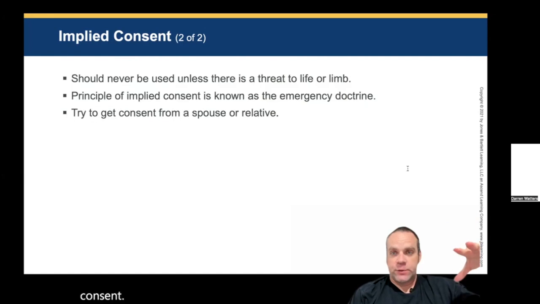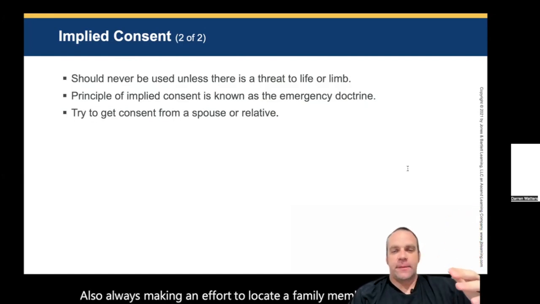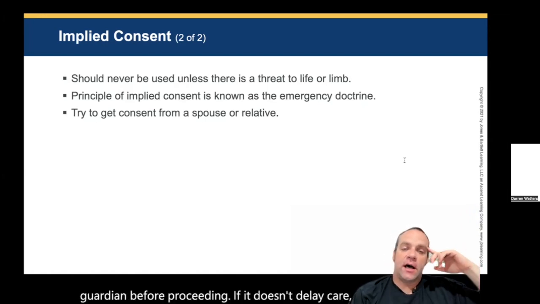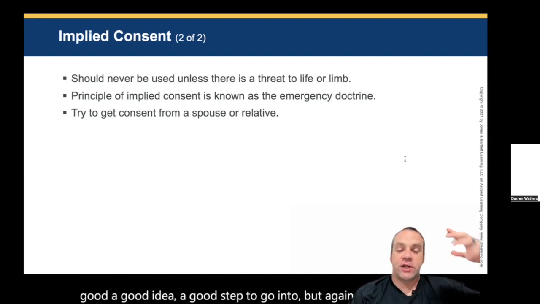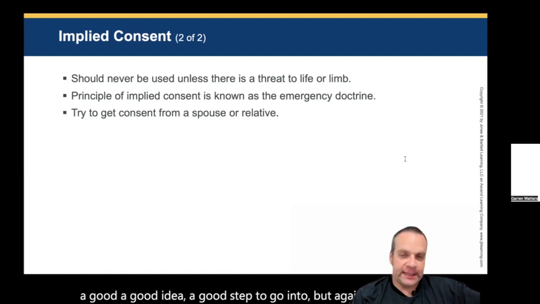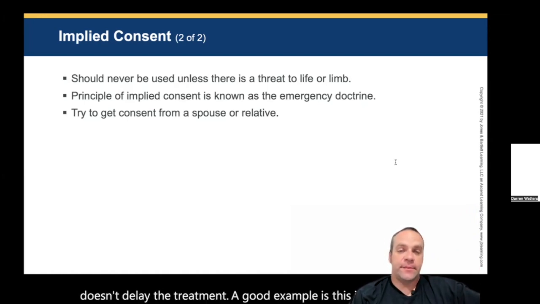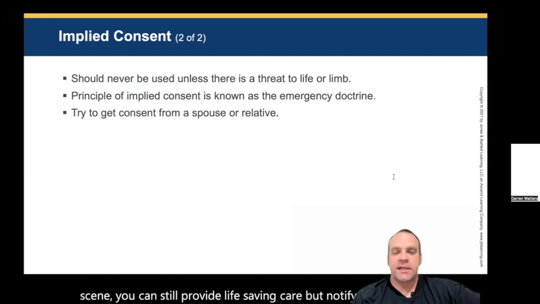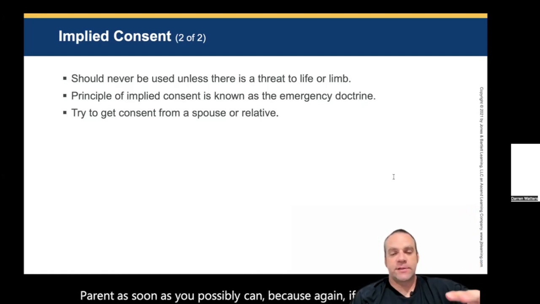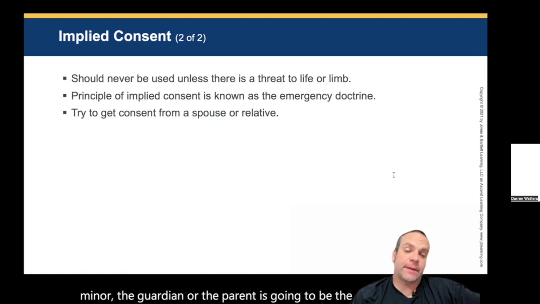Always make an effort to locate a family member or legal guardian before proceeding. If it doesn't delay care, that's always a good step to take. But again, only if it doesn't delay the treatment. A good example is this: if a child is critically injured or critically ill, and a parent is nearby but not yet on scene, you can still provide life-saving care, but notify and involve the parent as soon as you possibly can. Because again, if they're a minor, the guardian or the parent is going to be in charge of the medical well-being of that specific patient.